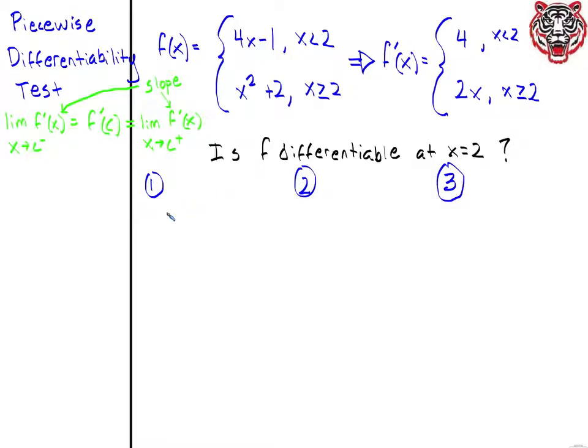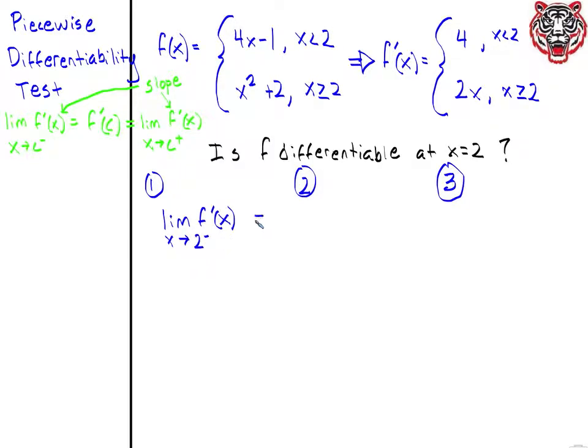Okay, underneath number 1, I'm checking what? Limit? Rewrite the rest of it. Limit of f prime of x, as x approaches 2 from the negative side.